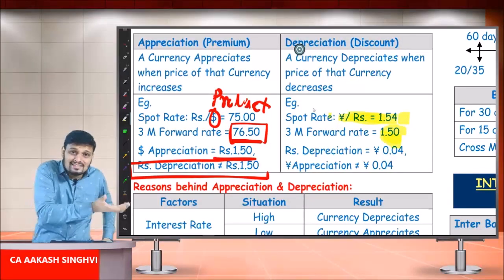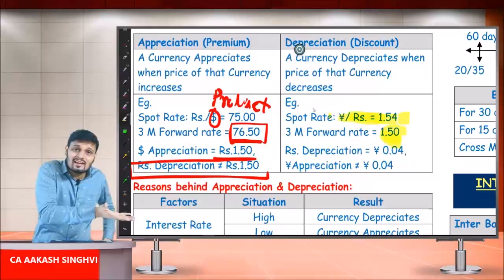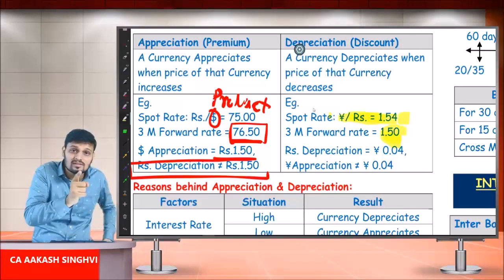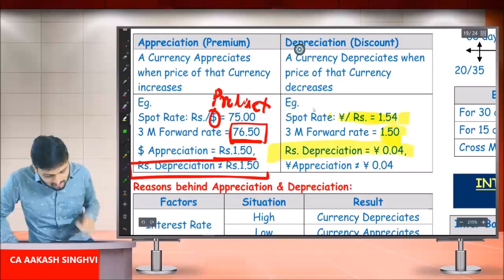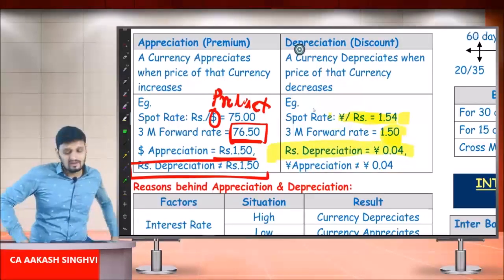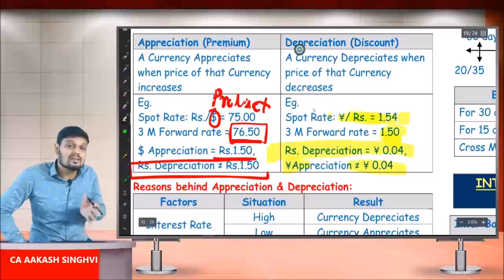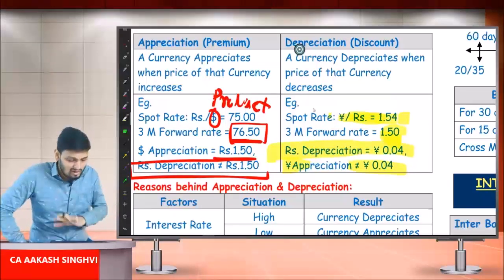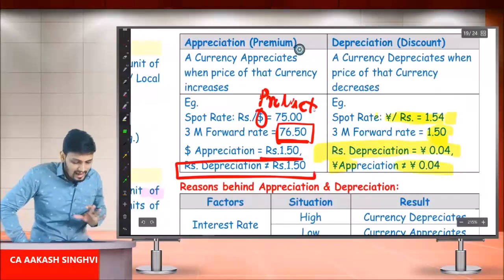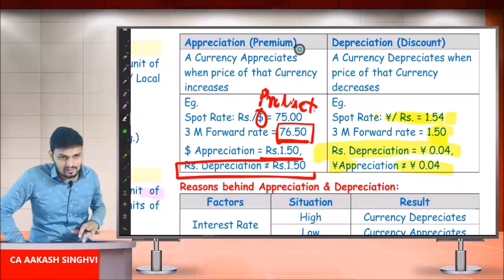So I need to pay fewer yen. If I am paying fewer yen, that is appreciating, right? But which currency is depreciating here? Rupee is depreciating. So the rupee depreciated by 0.04 yen, and the yen did not appreciate by 0.04 yen. No, that is the wrong interpretation. Okay, so that is the appreciation and depreciation.